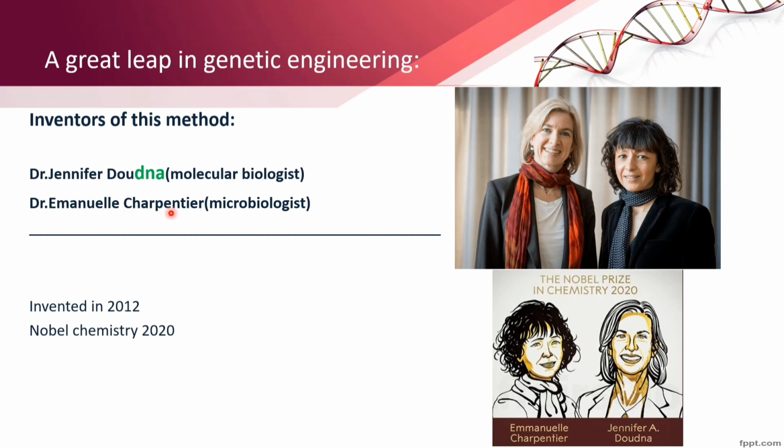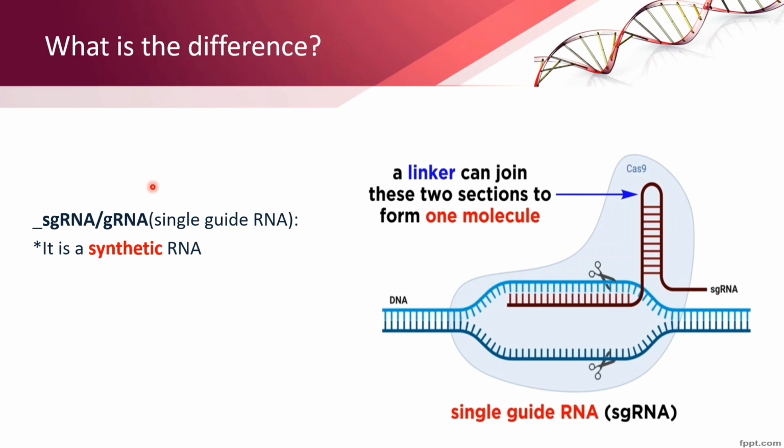Dr. Jennifer Doudna and Dr. Emmanuelle Charpentier invented this method in 2012, and finally in 2020 they won the Nobel Prize. An interesting point in Dr. Doudna's name is that the 3 letters DNA can be seen, and it's as if working on these matters is in her blood. What is the difference between the invented CRISPR method for genetic engineering and the CRISPR system that exists in bacteria? In the invented method, instead of cRNA and tracrRNA, an sgRNA, which stands for single guide RNA, a synthetic RNA molecule, is used to recognize or target the sequence.